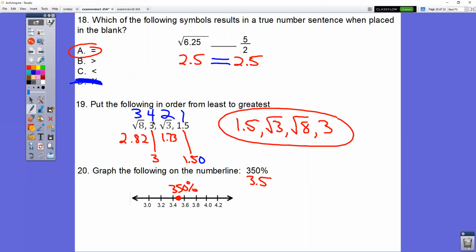In number 20, I know number 20 looks a little bit different on your Class Kick as well. 350%. We want to change that into a decimal. You could type it right into your calculator, or you can move the decimal point over 2 places to the left to make it be 3.5. Where is 3.5 on the number line? 3.5 is exactly halfway in between 3.4 and 3.6.